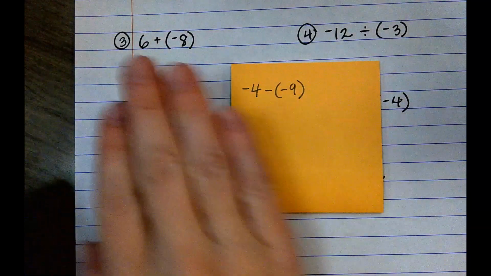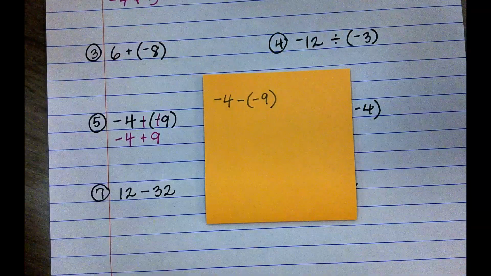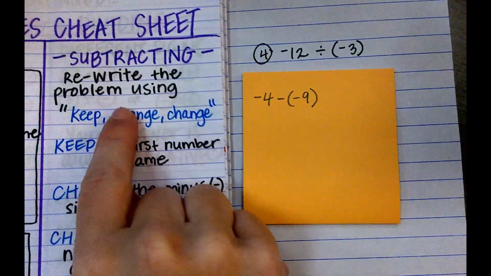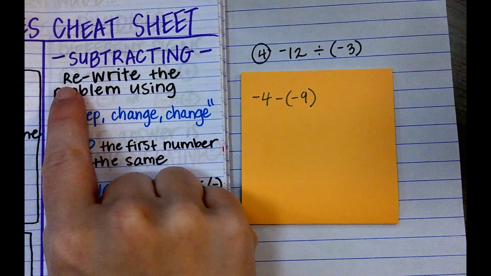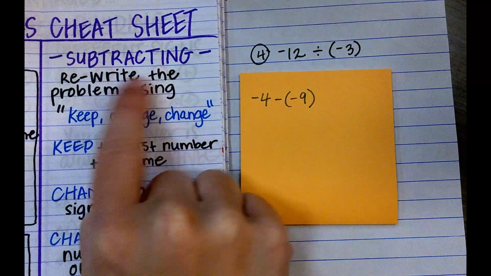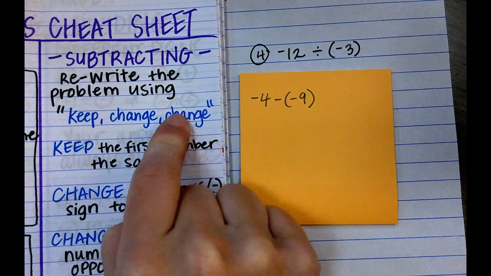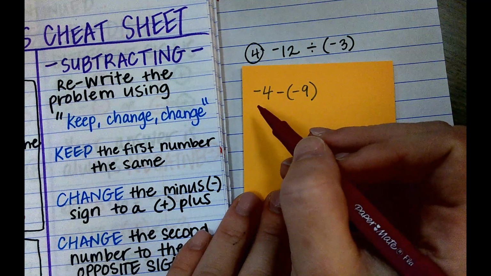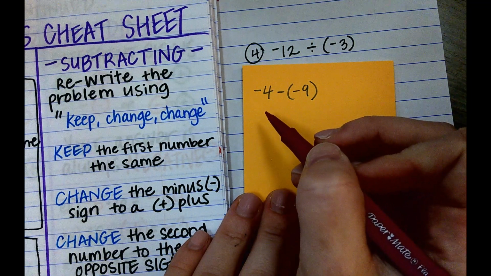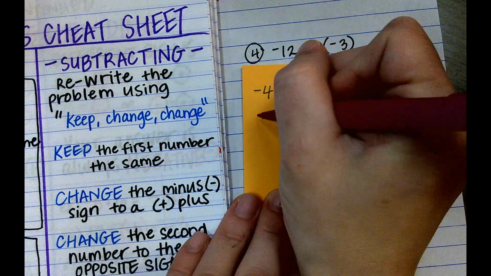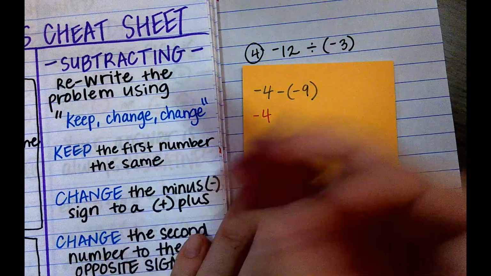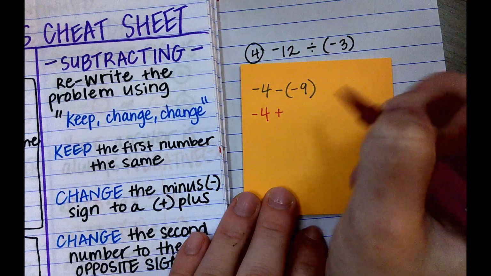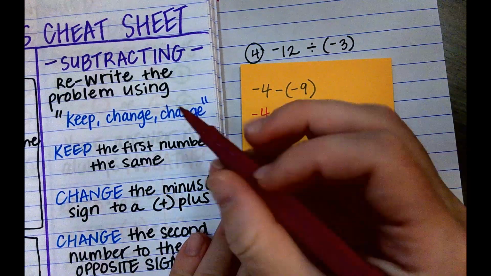Is this an addition problem or a subtraction problem? Subtraction. Under subtraction, the first thing we do is rewrite the problem using keep, change. So we keep what? Keep that -4. Change subtract to add. Then keep the -9.